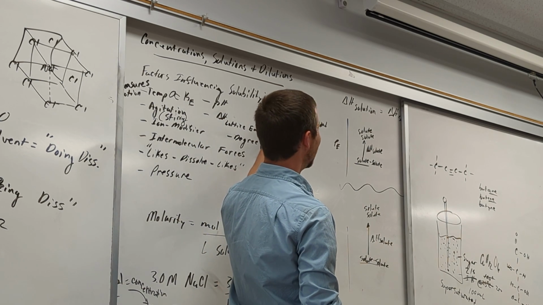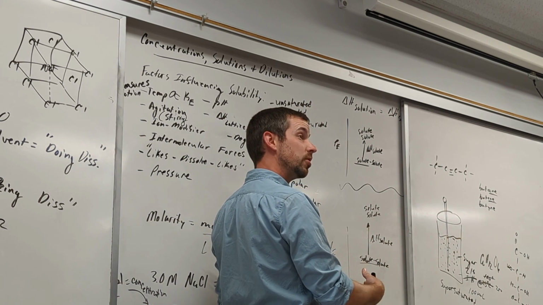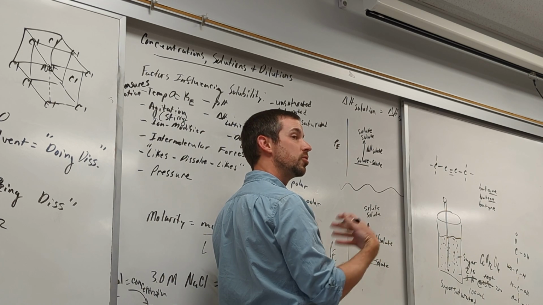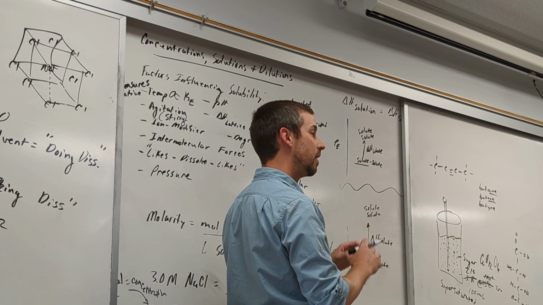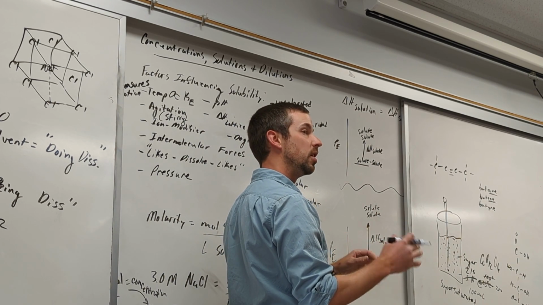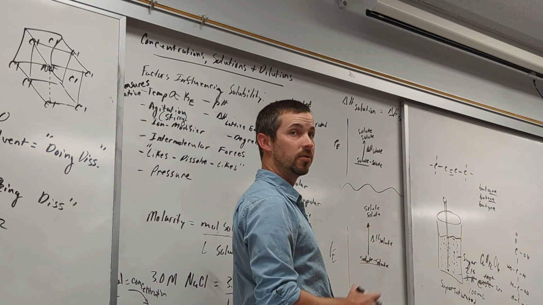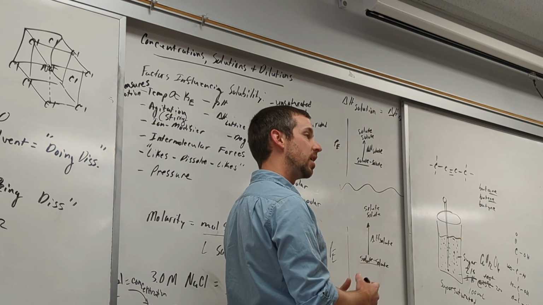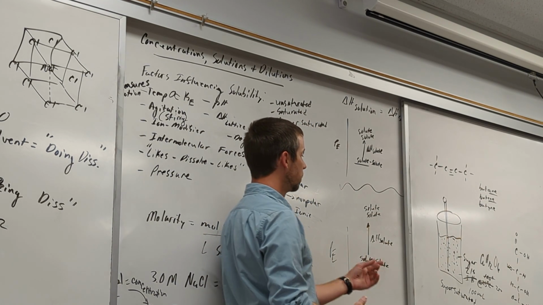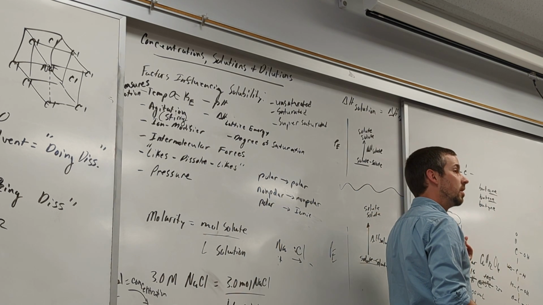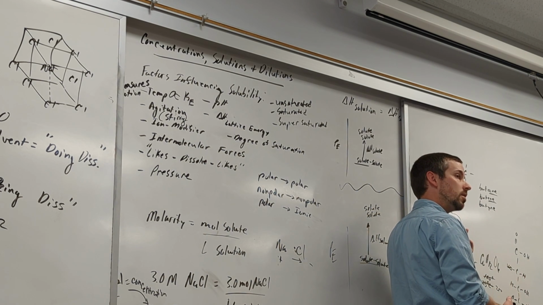Unsaturated: you can add more sugar and it will still dissolve. Saturated: you've added the maximum amount of sugar. If you add anything else, it's not going to dissolve. Supersaturated only occurs when you go through this process of heating up, then slowly cooling down, slowly cooling down.